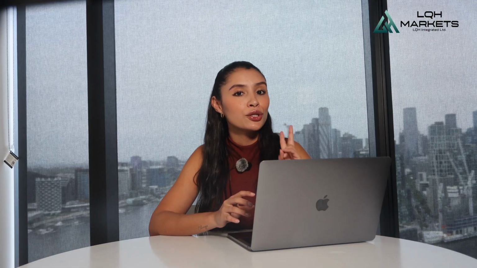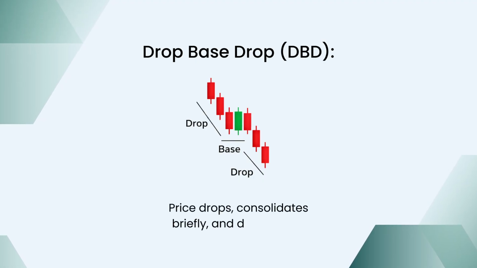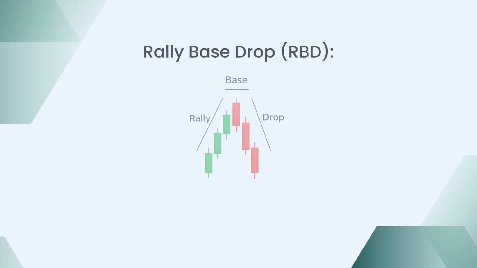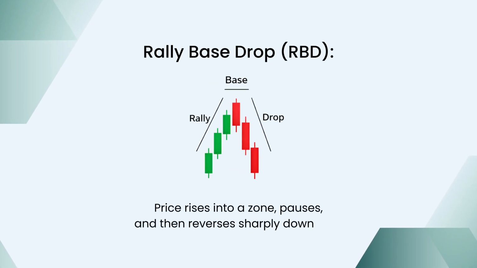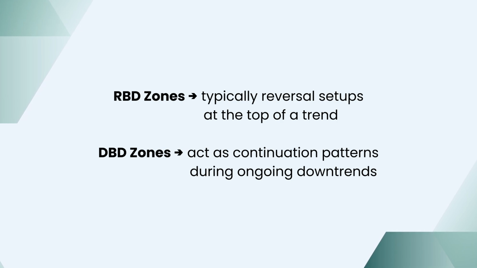Now, there are two main patterns that create supply zones. The first one is the drop-base-drop, or DBD. Price drops, consolidates briefly, and drops again. The second is the rally-base-drop, or RBD. Price rises into a zone, pauses, and then reverses sharply downward. The RBD zones are typically reversal setups at the top of a trend. The DBD zones act as continuation patterns during ongoing downtrends.